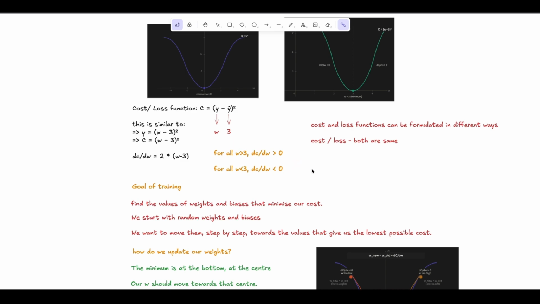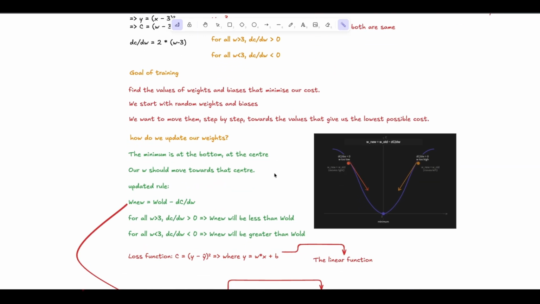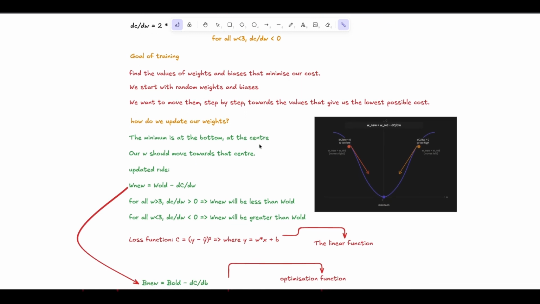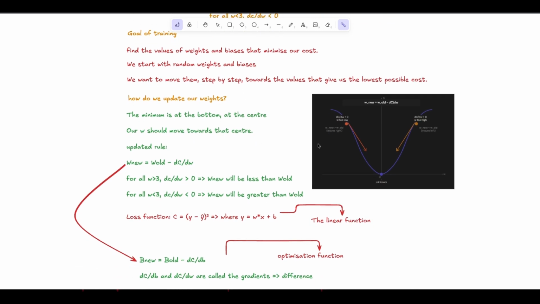Now our goal during training is to find the values of weights and biases that minimize our cost. We start with random weights and biases, and we want to move them step by step towards the values that give us the lowest possible cost. So how do we update our weights? Let's focus on this. Look at the graph of our loss function. It is shaped like a U. The minimum is at the bottom at the center. Our w should move towards that center. The update rule is w new equals w old minus dc by dw.